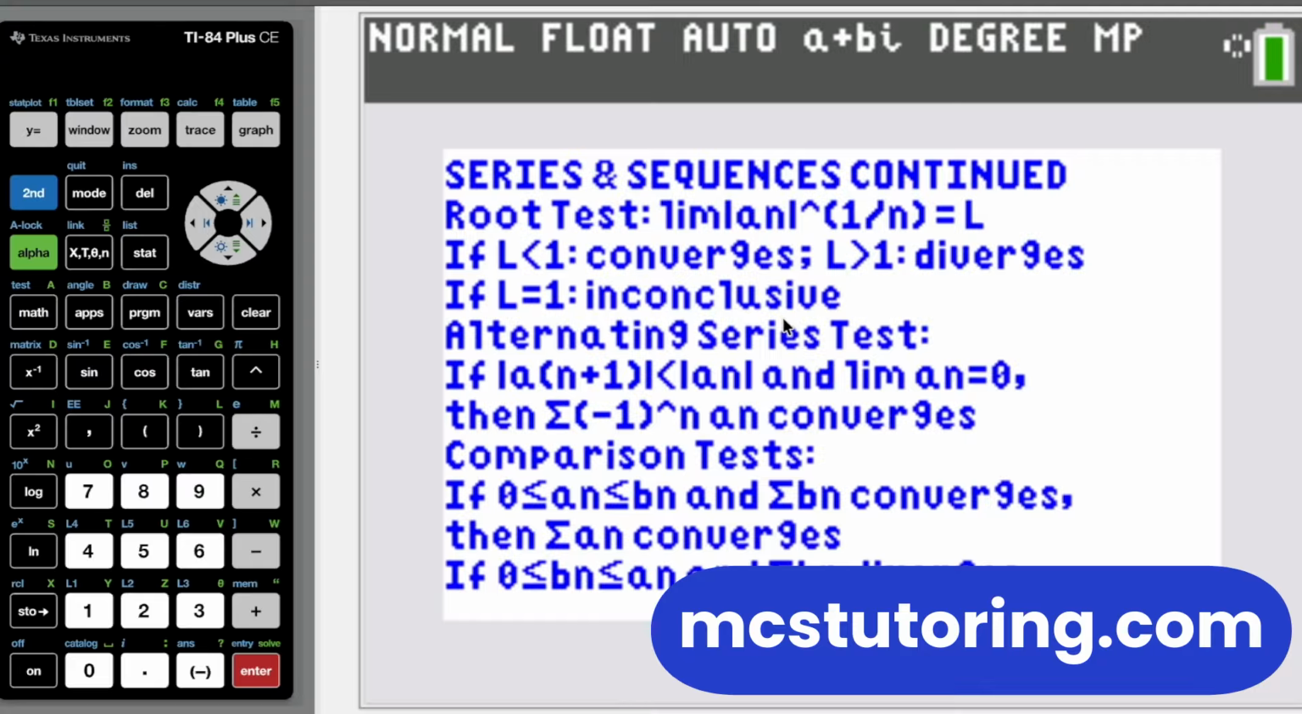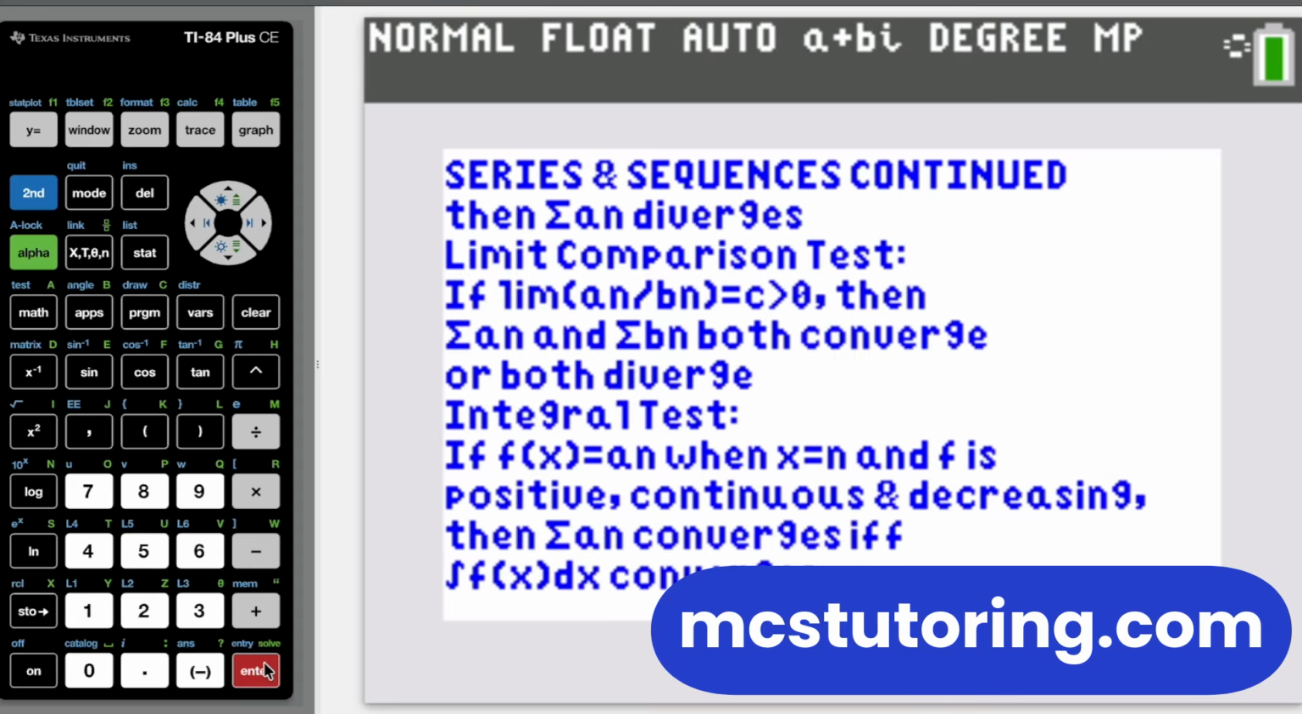Alternating series test. You probably already know this. Comparison test, etc., etc. And then more continued. I don't know how you guys memorize this. I don't know how I memorize this.